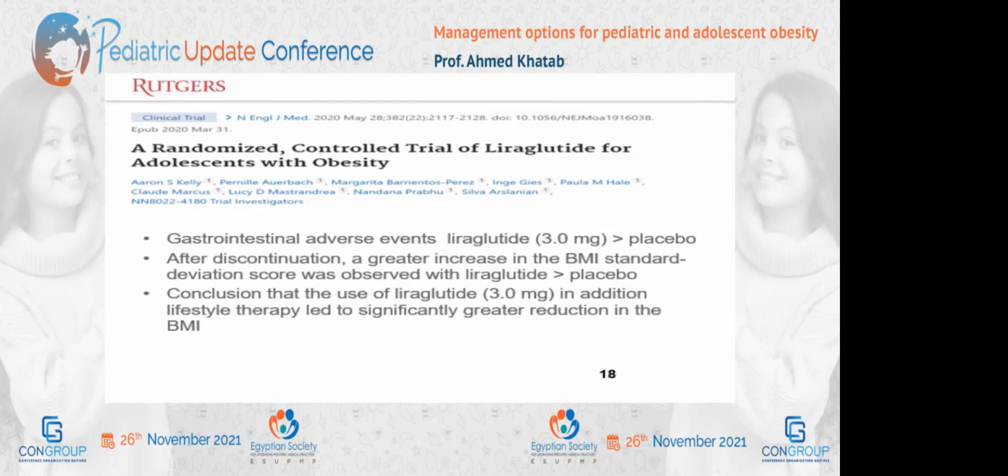Unfortunately, there were some gastrointestinal adverse events in the liraglutide group compared to the placebo, and after discontinuation, a greater increase in the body mass index standard deviation score was observed in the liraglutide group compared to the placebo. However, the study group concluded that the use of liraglutide, in addition to lifestyle modification, led to a significant reduction in the body mass index at around 56 weeks. Again, good results, however, rebound after discontinuation of the drug.